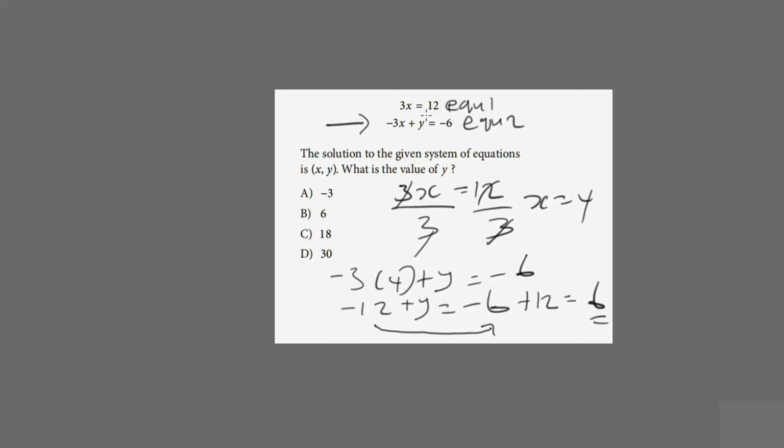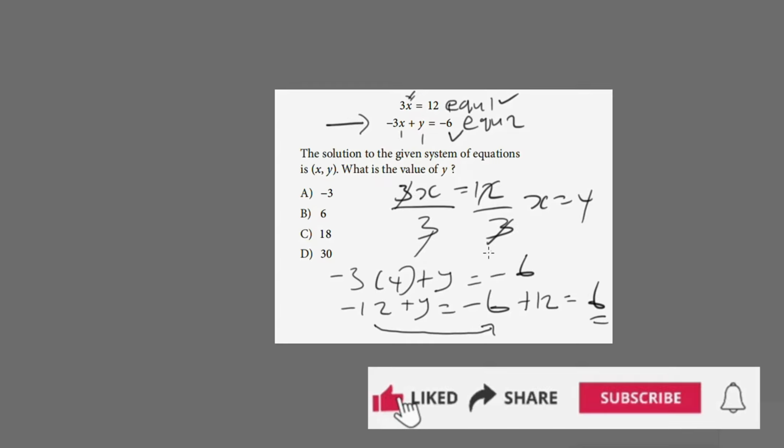Let's verify. When x is 4, when you plug in 4 here, you're going to have 3 times 4, 12. That's valid. Now when you plug in 4 here and plug in the value of y here, this will give you minus 3 times 4, that's minus 12. Then minus 12 plus 6, again you have negative 6, so this is valid. So the right answer to this question for y is B, 6. So that is what I can do with a systems of equations problem like this using the substitution method.